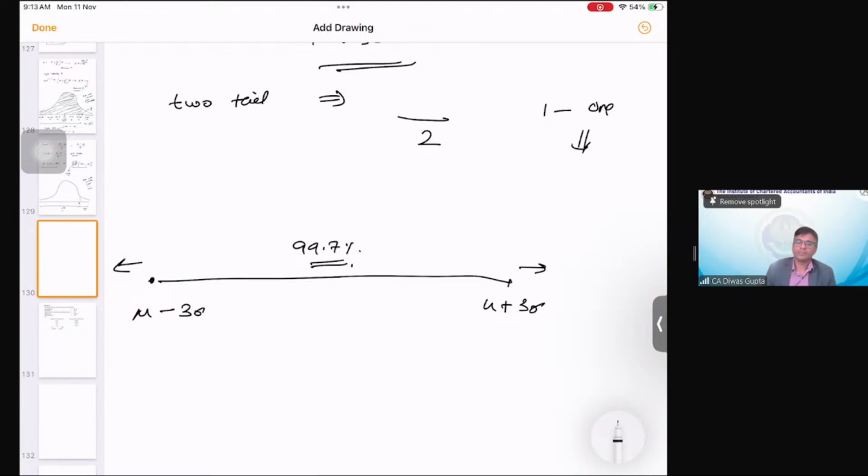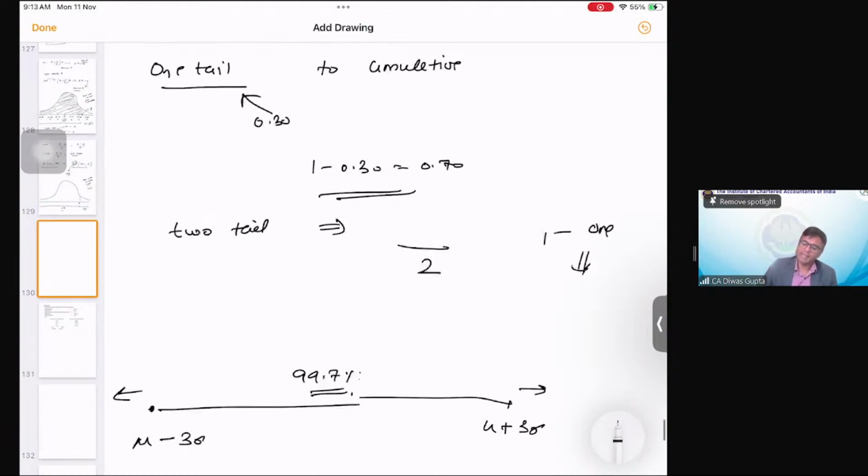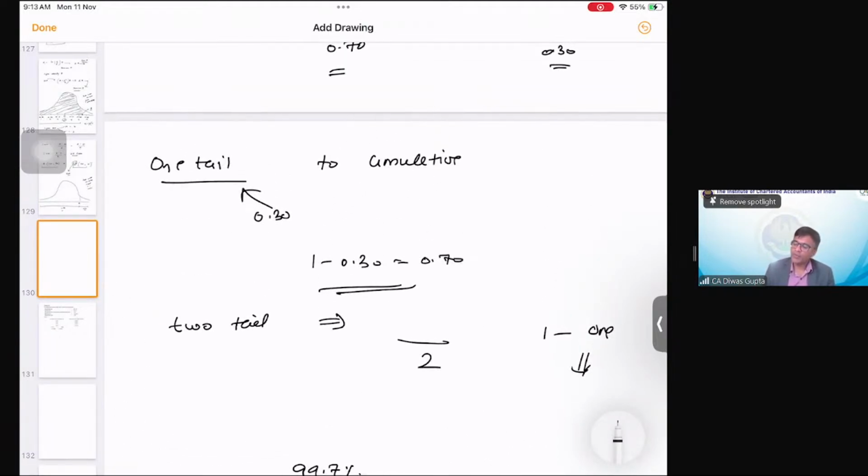So can you reiterate the two-tail portion that you have said? Yes. In case of two tail, the question is just multiplying one tail into two to arrive at two tail. So first, to convert two tail to one tail, we divide the two tail by 2, and you arrive at one tail. Now, to convert this one tail to cumulative, we do 1 minus one tail to arrive at cumulative, the way we did above. Okay?